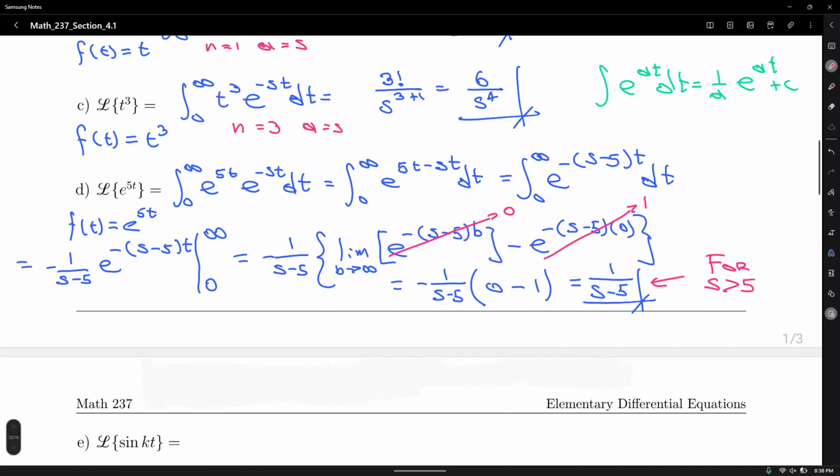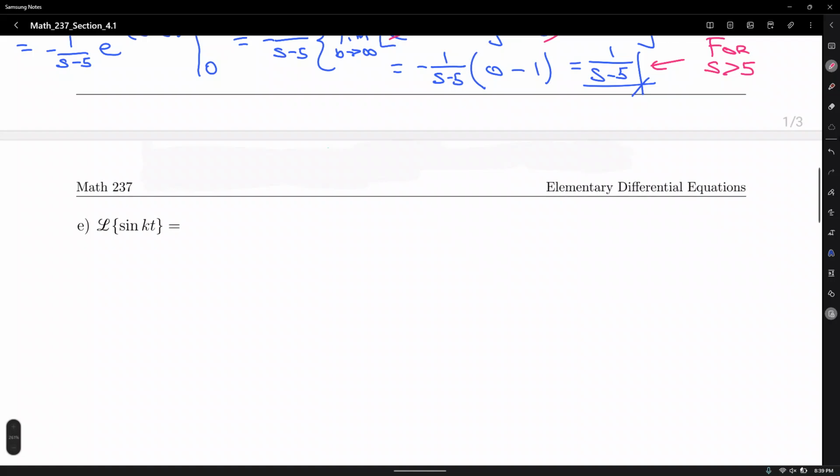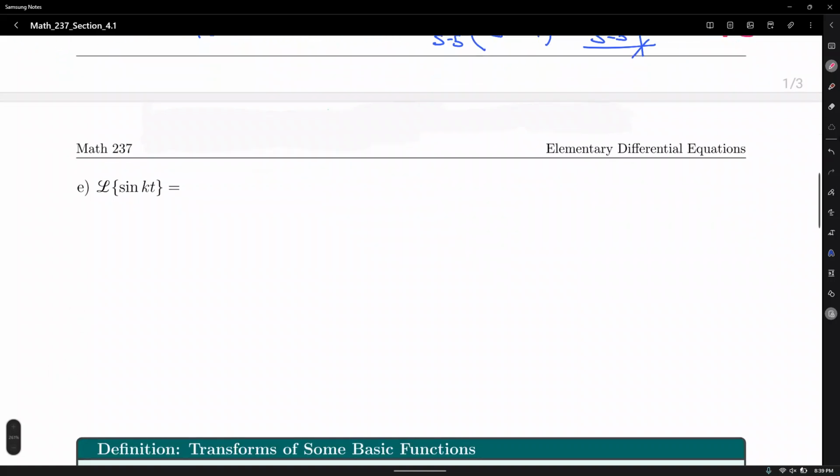So that being said, we can find the Laplace transform of, say, e to the 3t. That would be 1 over s minus 3. The Laplace transform of e to the t is 1 over s minus 1. The Laplace transform of e to the negative 4t would be 1 over s minus negative 4, which would be 1 over s plus 4. Later, again, we will use some formulas to find the Laplace transform of other functions.